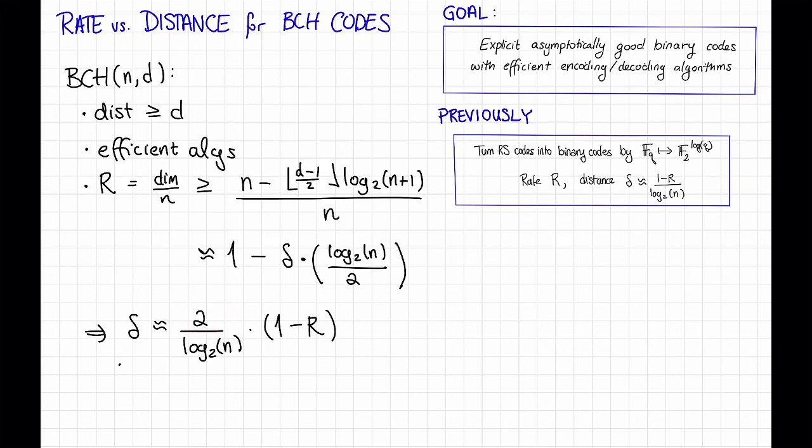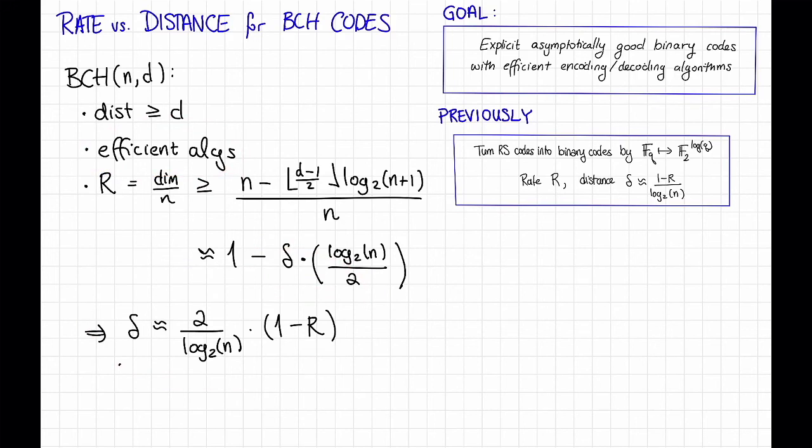However, we're still not going to get asymptotically good codes as n goes to infinity. If we have constant rate, then the distance is going to go to 0 as n gets large. That said, because of these efficient algorithms and this better than naive trade-off between rate and distance, BCH codes are actually used all over the place in practice, especially for situations where n isn't so big.